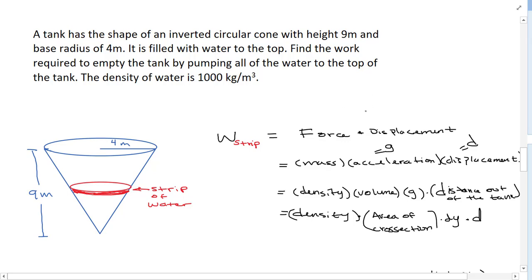Hey everybody, in this video we're going to do the work with lifting fluids problem. I started to talk about it in class, so I want to do this video with a proper example. In class I outlined what some of these things are, but let's go through the example.